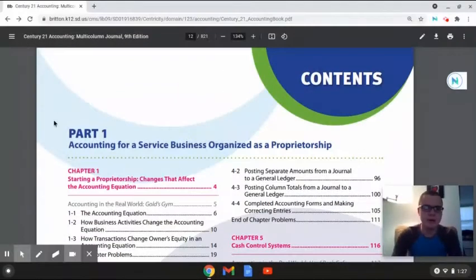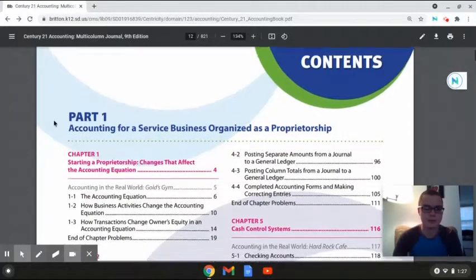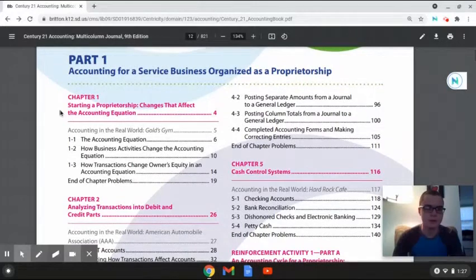All right, so now I will be going over the different chapters with you guys and what we'll be learning about within those chapters. So in Part 1, we will be learning about how to account for a service business organized as a proprietorship. In Chapter 1, we are going to be learning about how to start a proprietorship and also changes that affect the accounting equation. So we'll be learning about the accounting equation, how business activities change the accounting equation, and how transactions change owner's equity in an accounting equation.